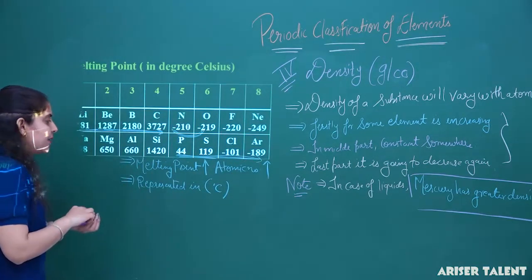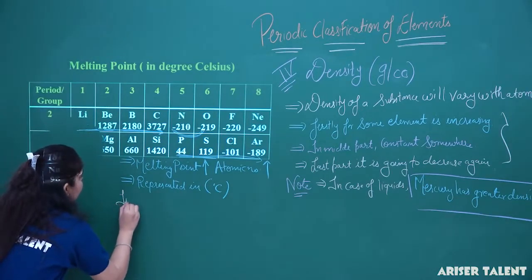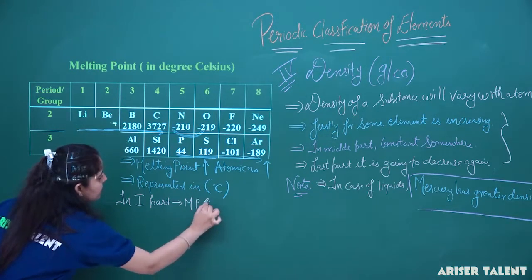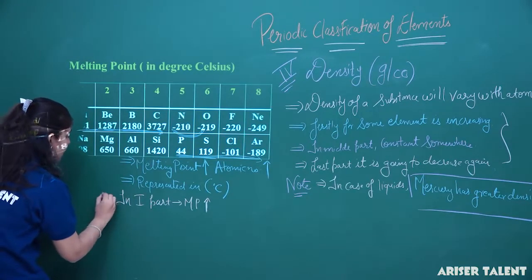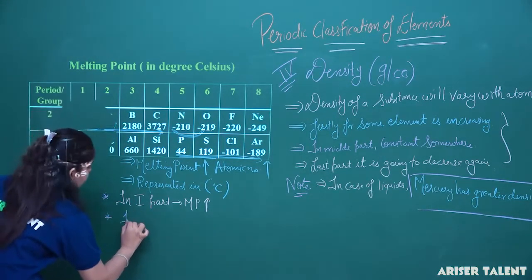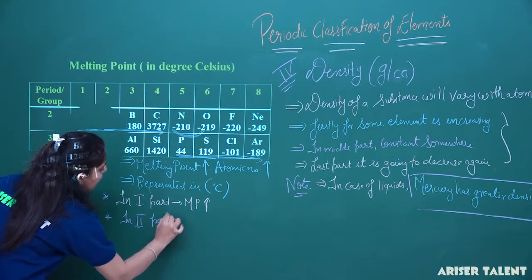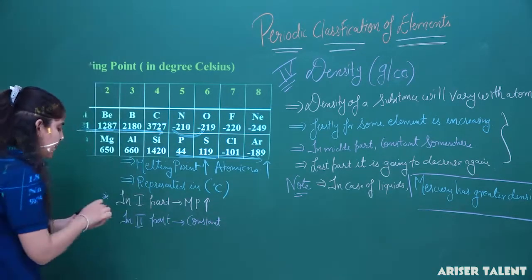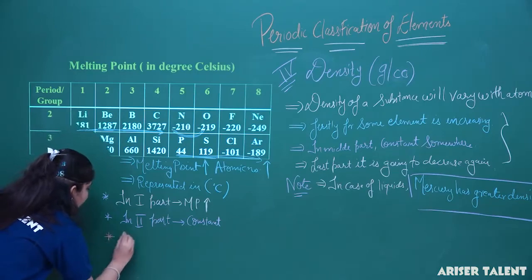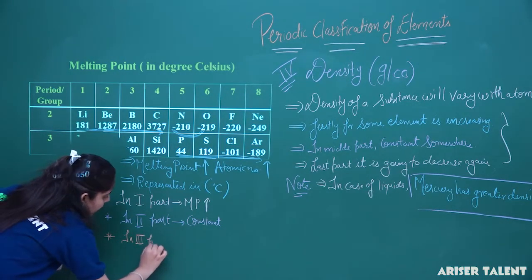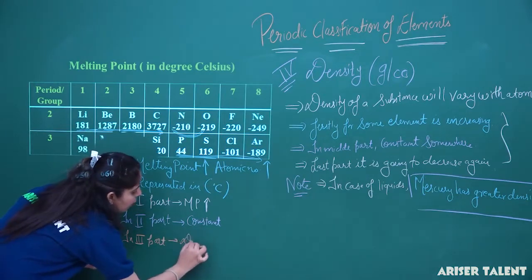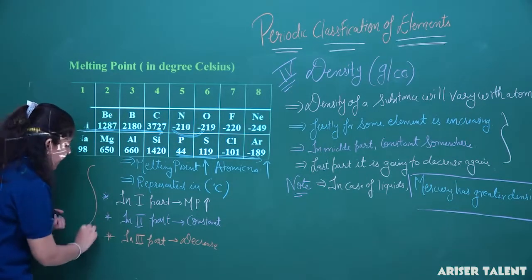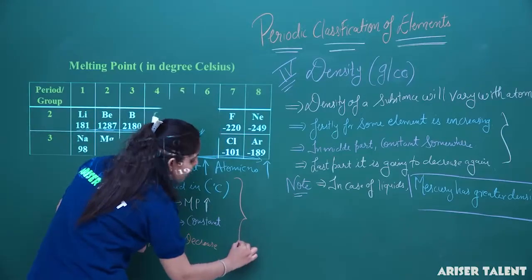So what we have observed, the trend in the case of the melting and boiling point: in the first part, melting point is going to increase. In the second part, that is the middle of the table, it becomes constant somewhere. And in the third part, that is the last one, melting point is again going to decrease. So this is the trend in case of the melting point we have observed here.